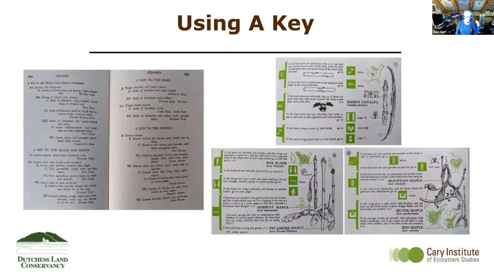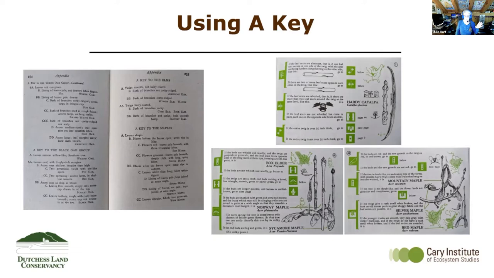And so keys are always set up in the same way. It's a series of couplets. And each couplet asks you to look at one particular characteristic of the tree and decide which one it is. Is this twig opposite branching or is it alternate branching? If opposite, go to page 7. If alternate, go to page 27. So that's the general way that keys are set up. It's a process of elimination. Don't be daunted by them. You can definitely do this.